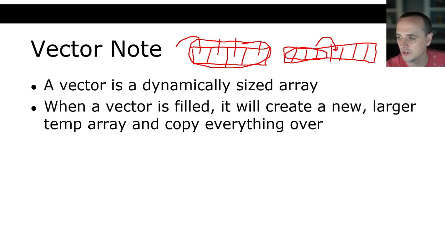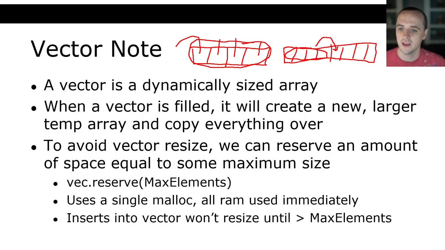And so this happens all the time. Let's say you create a vector and you add 1,000 things to it. That vector, over the course of adding 1,000 things, may have had to resize itself anywhere between 5 and 20 times. So that ends up making it very slow. So what you can do is reserve data. Let's say I know that I'm going to have a vector, and that vector is going to have at most 1,000 things in it.